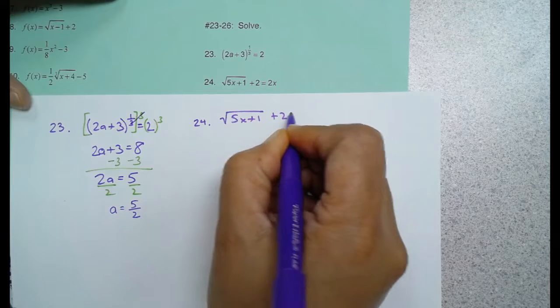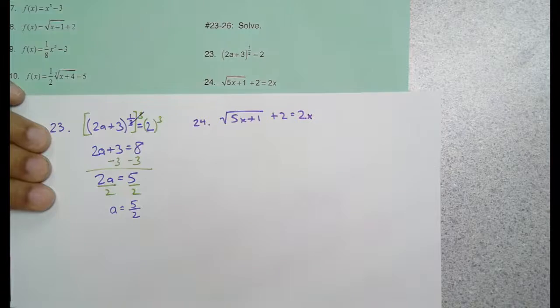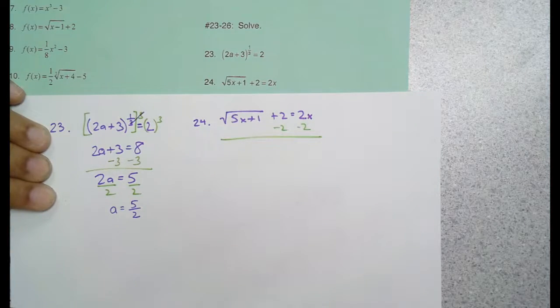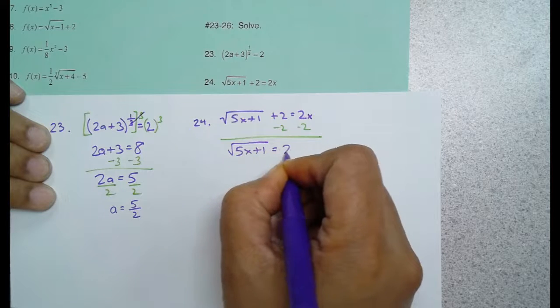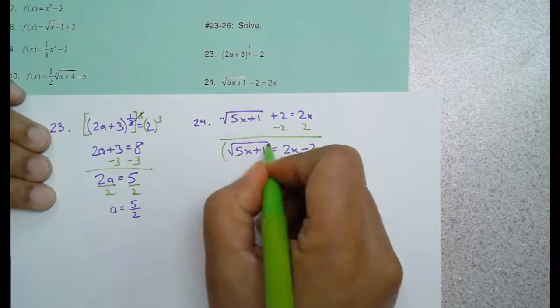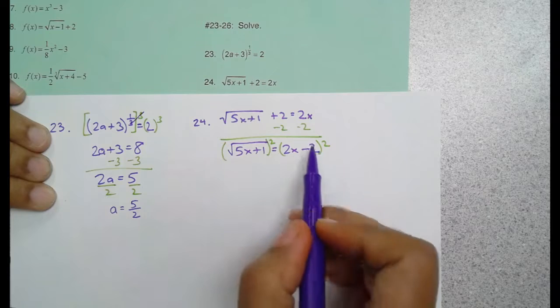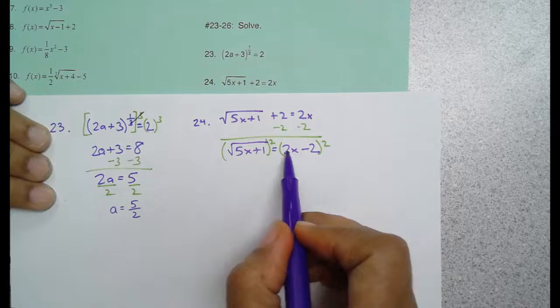Before we square both sides, we're going to have to get the radical by itself. So that means I'm going to have to subtract 2 from both sides first. So you have the square root of 5x plus 1 equals 2x minus 2. Now that the radical is by itself, I'm going to go ahead and square both sides. Keep in mind, you cannot distribute the power because this is not together by multiplication. This is actually together by subtraction, so you're going to have to multiply that out.